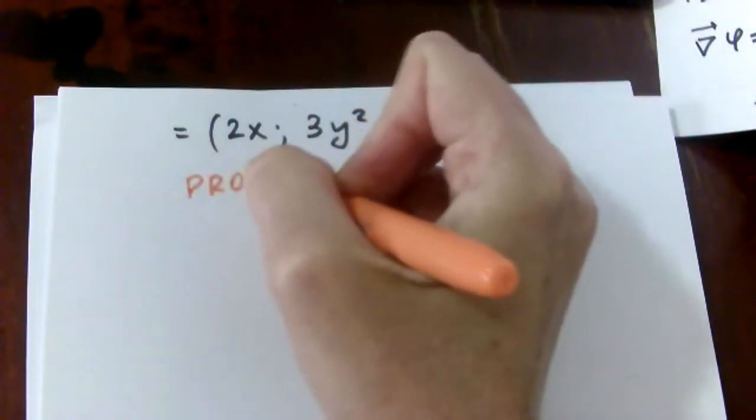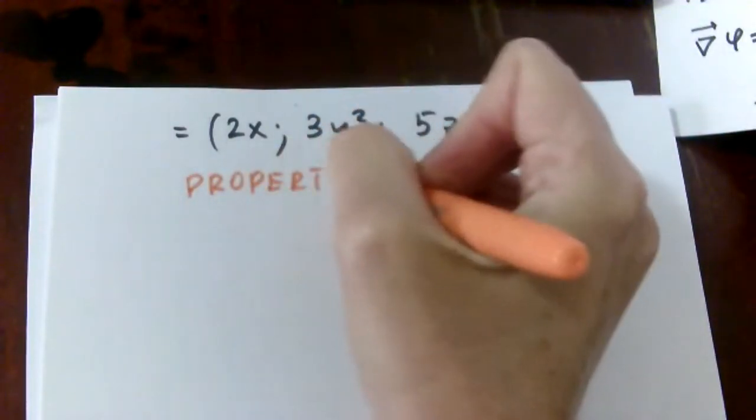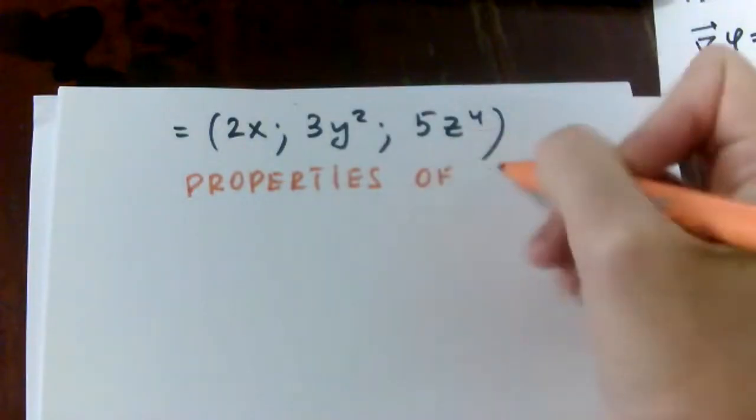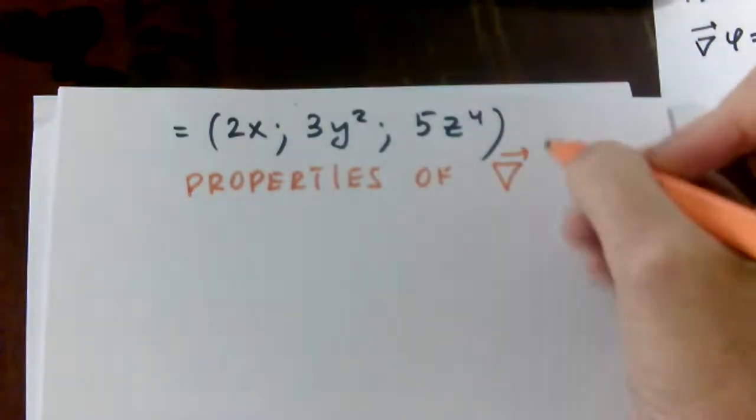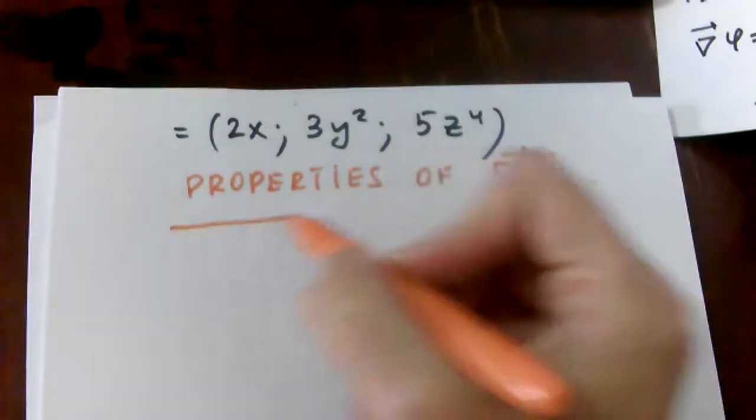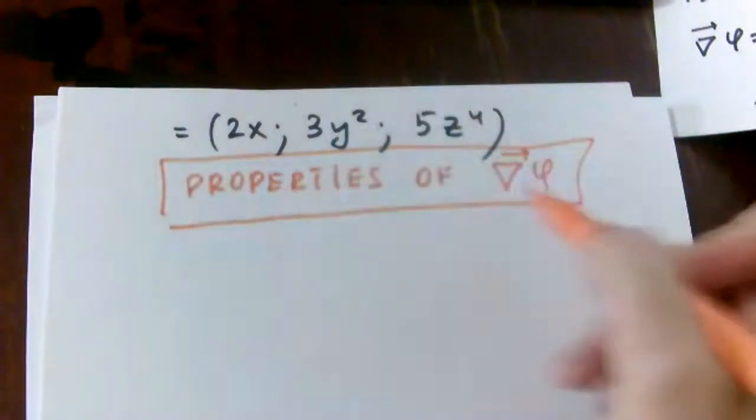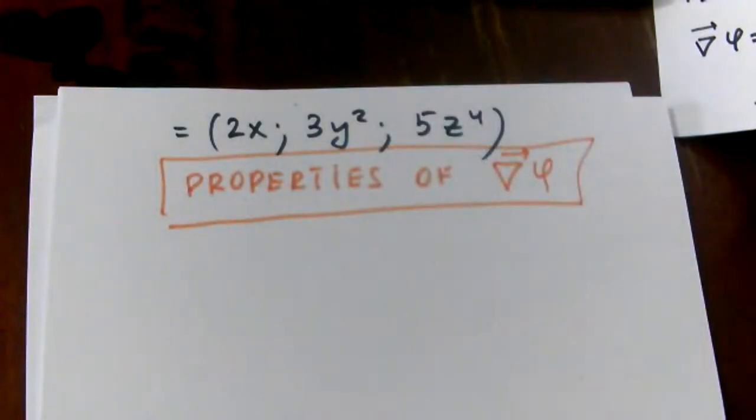Let's write it down. Properties of gradient vector. I'm sort of lazy to write the word gradient anymore. So nabla phi, just nabla phi, it means gradient. Okay. So what are the properties?